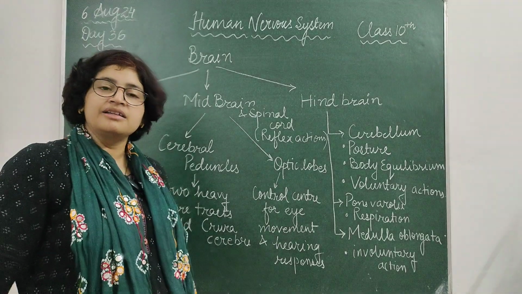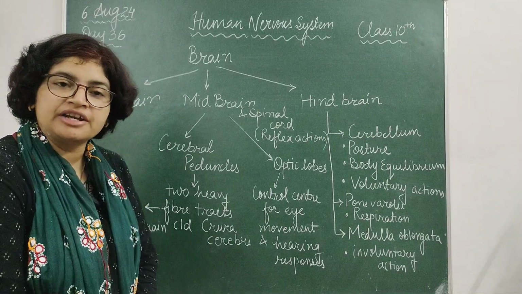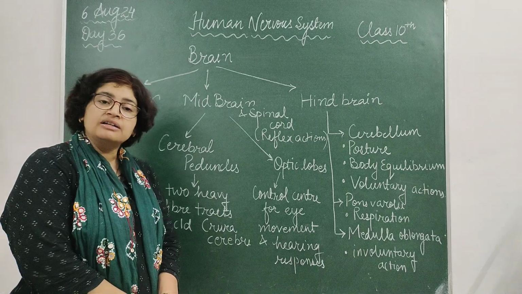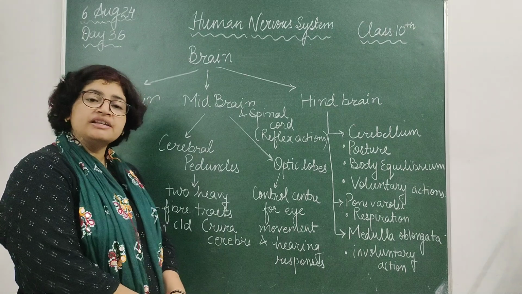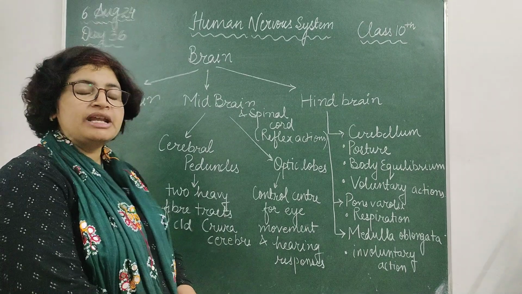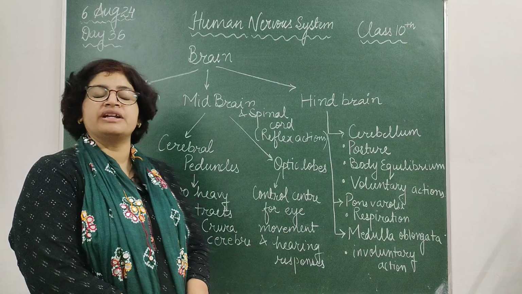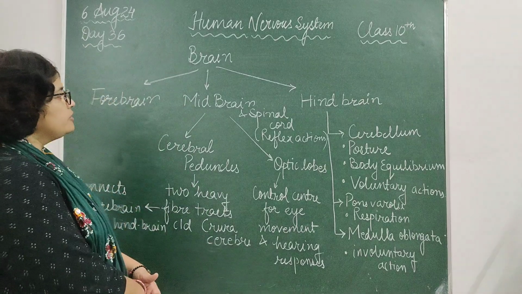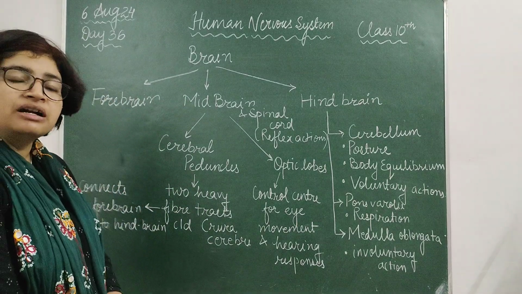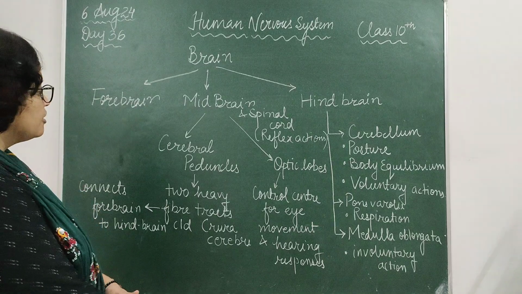Hello dear 10th class. In our previous video, we studied about the human nervous system and about the forebrain. The forebrain is a major part of the brain which mainly works as a thinking or main coordinating organ. So today we will study about the midbrain and the hindbrain part of our brain.